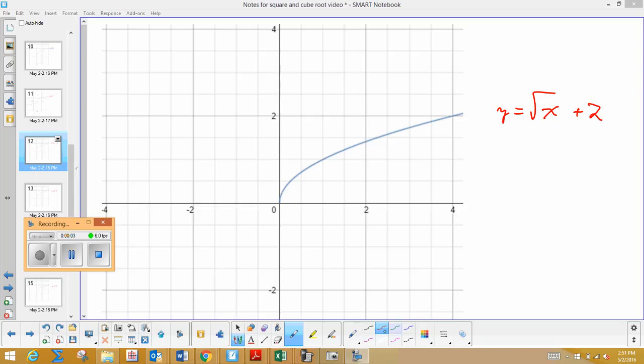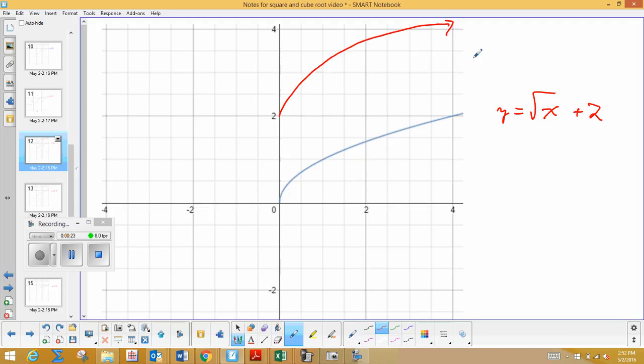Okay, so we're going to do some parent function graphing. So here's the parent function, y equals square root of x. And here's the function we want to graph, y equals square root of x plus 2. And just like parabolas, when the constant is added back here, at the end of the function, it moves it up 2. So this graph is going to look roughly like that. Okay, and that's our sketch, y equals square root of x plus 2.